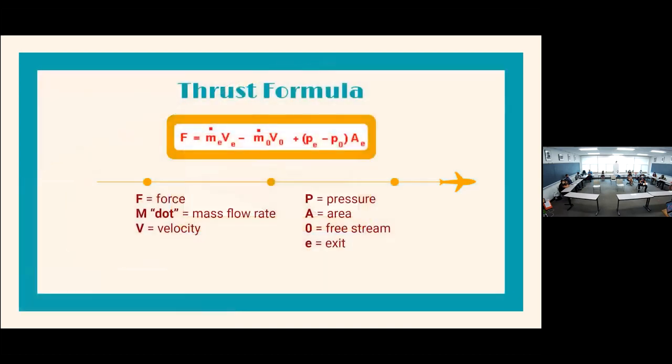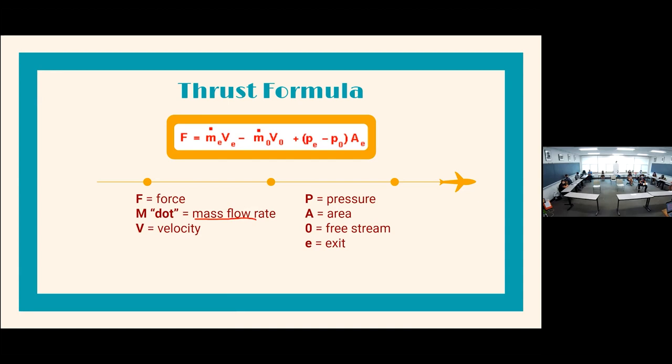Thrust can be calculated using this general thrust formula, where the mass flow rate refers to the rate of the movement of the air. The free stream refers to the air that is unaffected by the aircraft, and exit refers to the air that is affected by the aircraft. This formula is used to calculate the total amount of thrust produced from any type of propulsion system. And so since different airplanes use different types of engine, this formula can be modified accordingly.